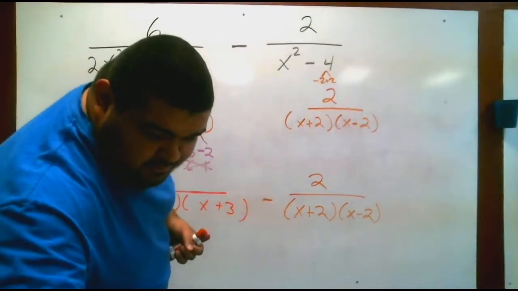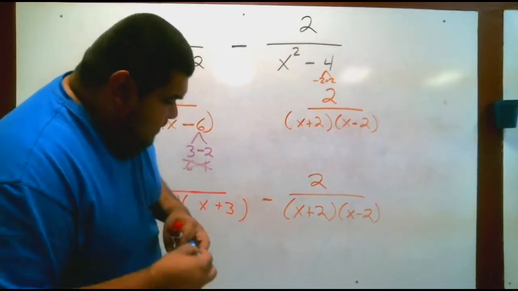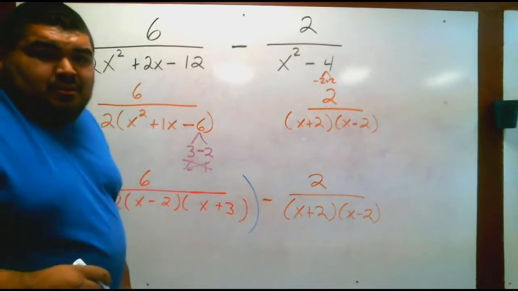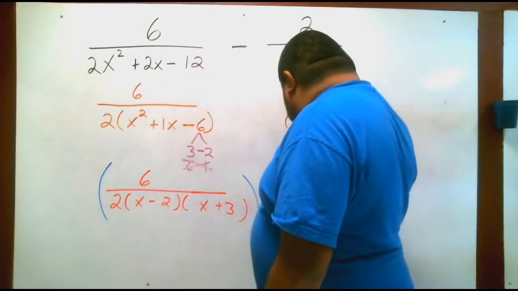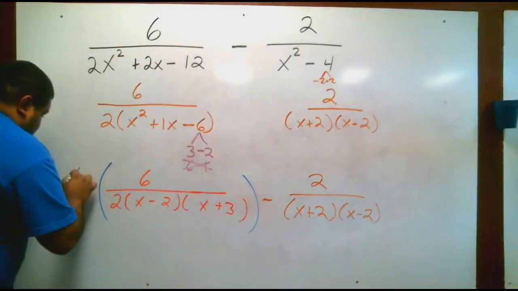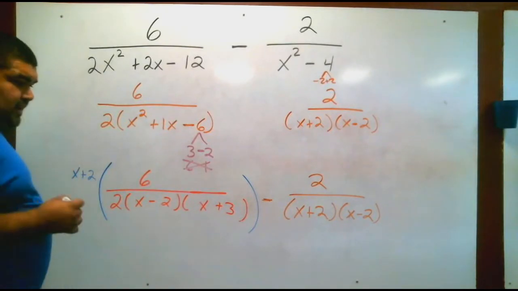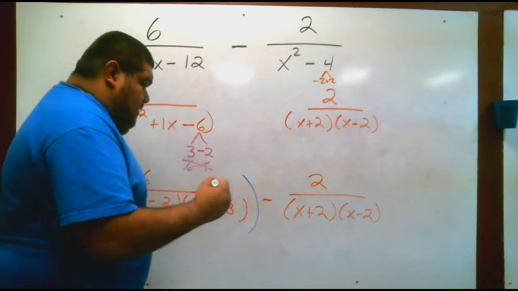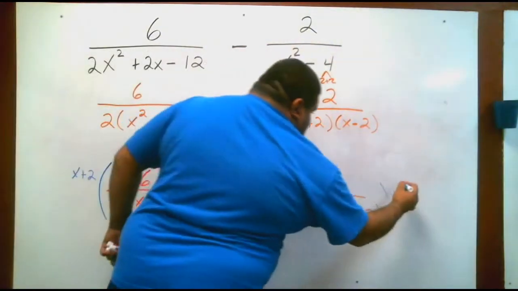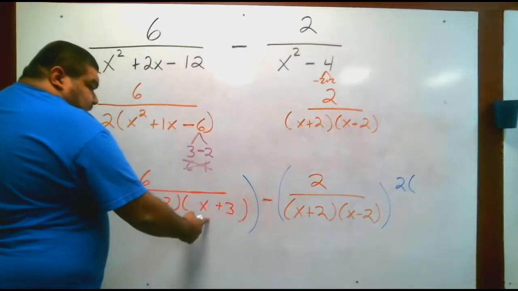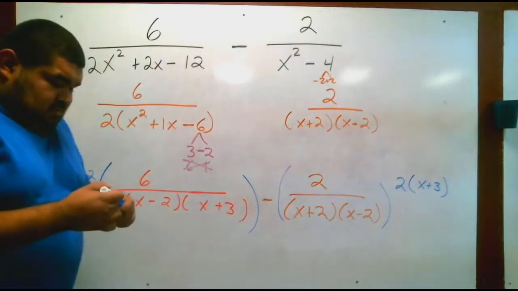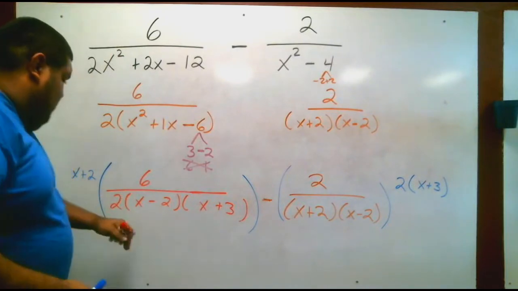Let's use blue. We're going to multiply on the first side by x plus 2, since we don't have it on this side. So we have x plus 2. Remember, whatever you do to one side, on the other side you have to do with the rest of the things you're missing, which is 2 times (x plus 3). Obviously, the bottoms also have it now.